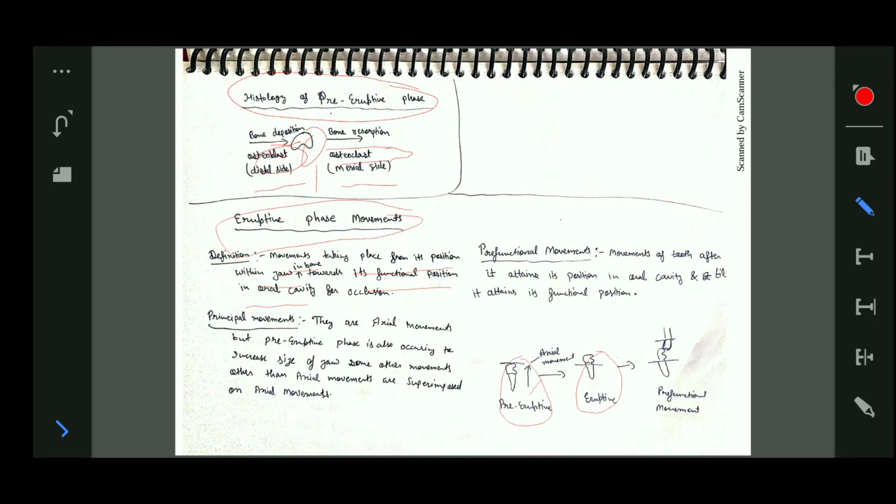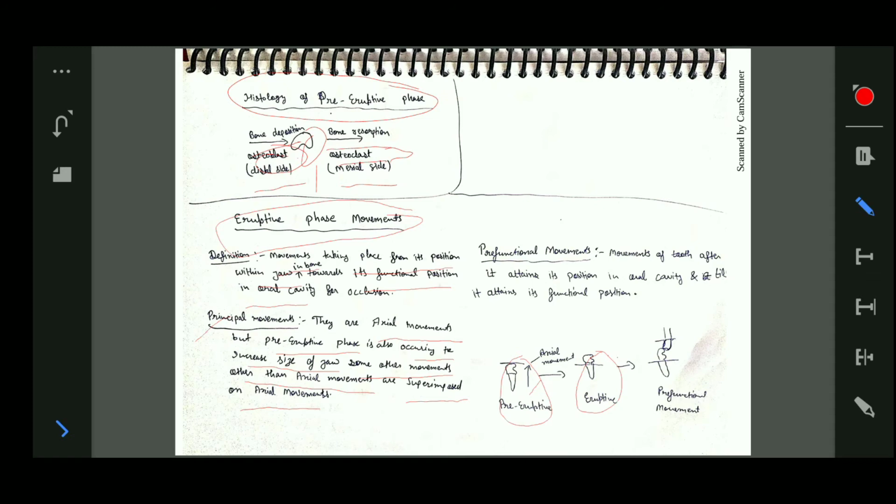The principal movements involved in eruptive phase movements are the axial movements, but as the pre-eruptive phase is also occurring side by side, they are overlapping each other. So the size of the jaw increases, and some other movements other than the axial movements are simply superimposed on the axial movements. These are the movements taking place in the eruptive phase.